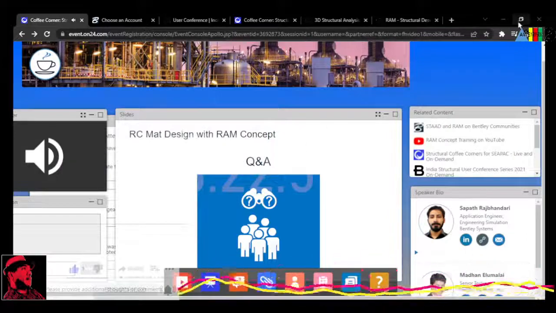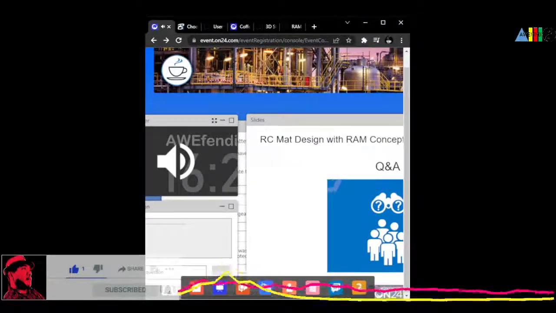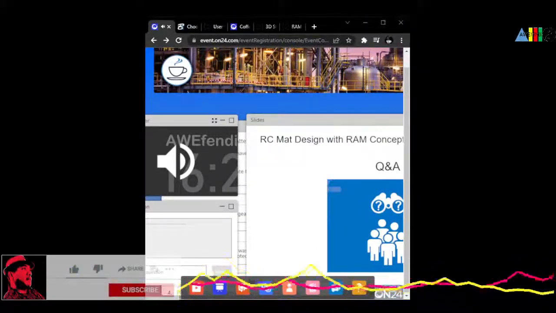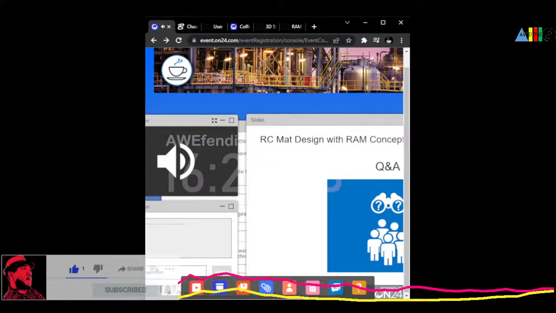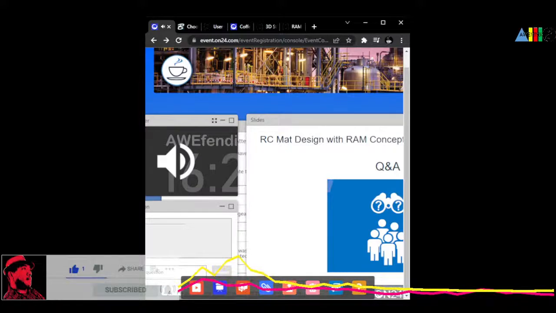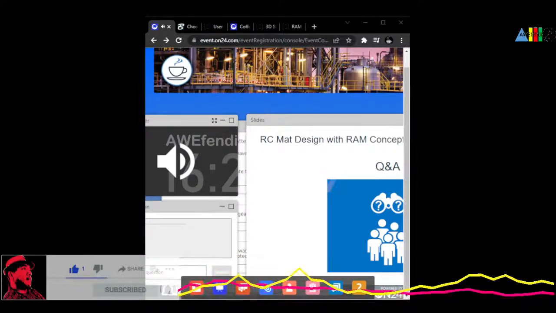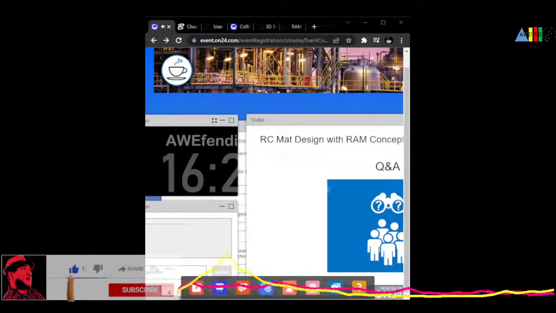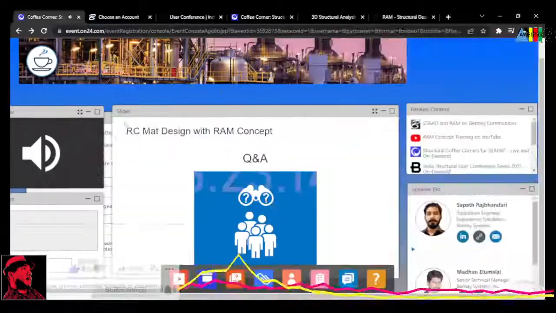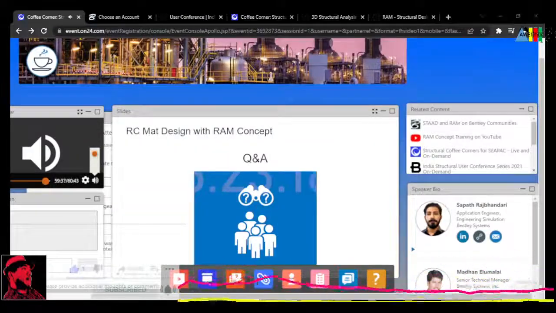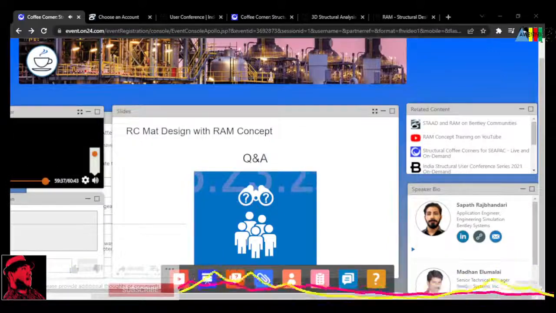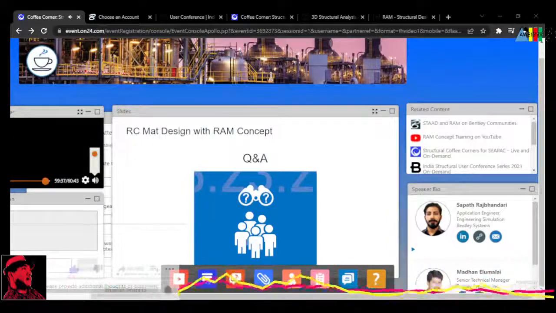I can see most questions are related to the slides only. The remaining questions, if there are any, I'm not seeing any new questions here. If you have any questions, please feel free to ask in the Q&A pane. Most questions are now related to the presentation slides, which I will share based on the interest, based on who has asked for the presentation.